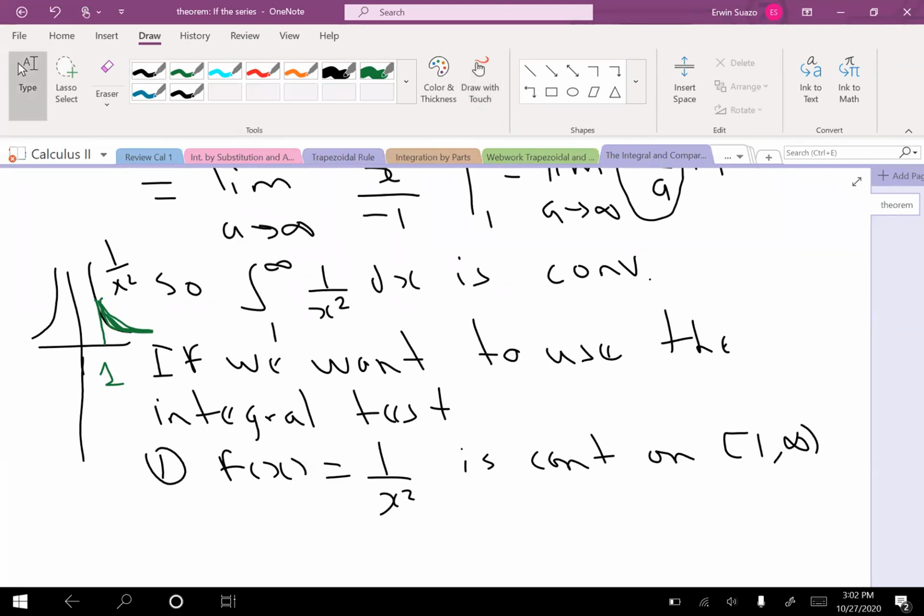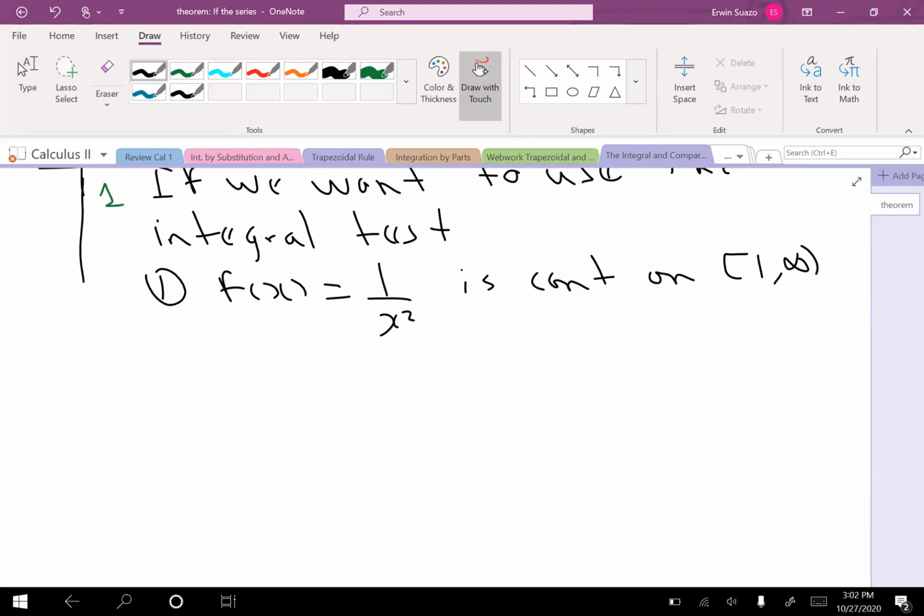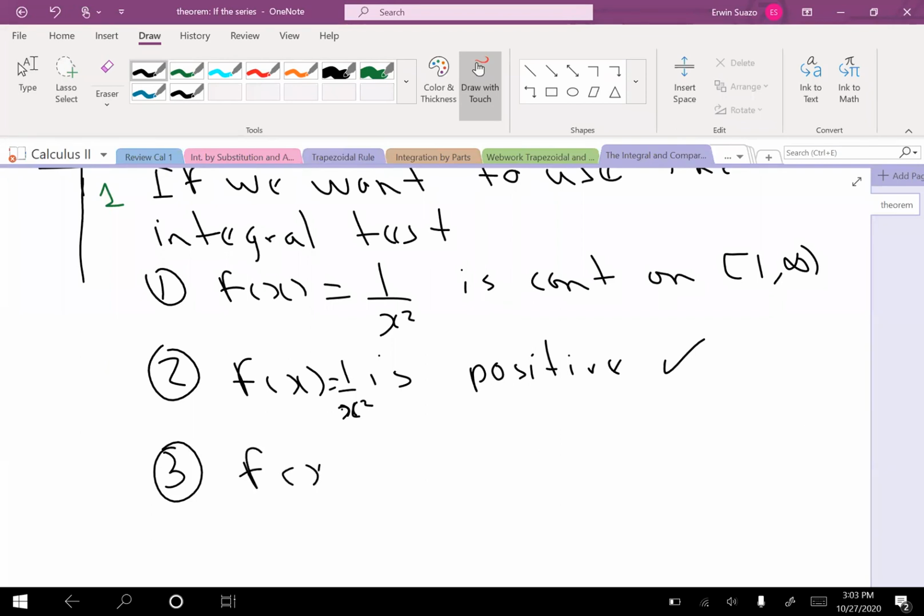Second, f of x is positive. And f of x, 1 over x squared, is positive. That's right, because it's the square, so it's always positive. And the last one is that f of x is decreasing.